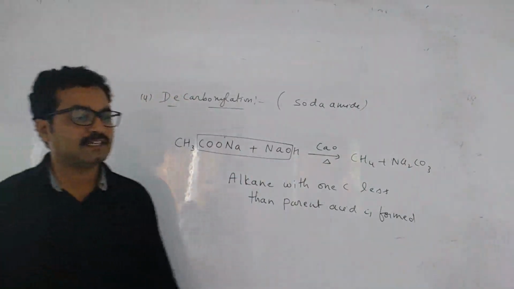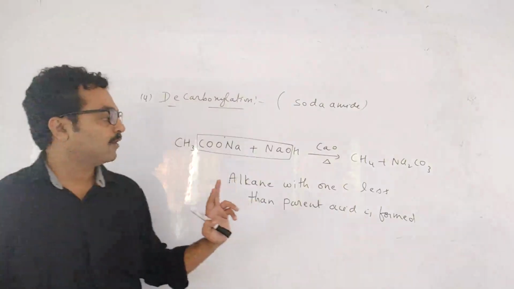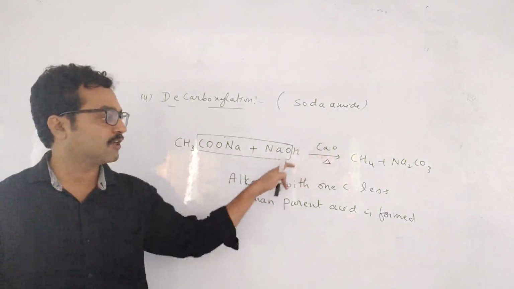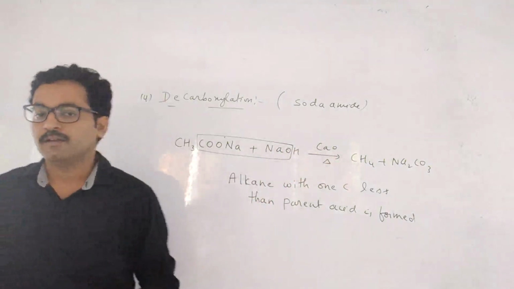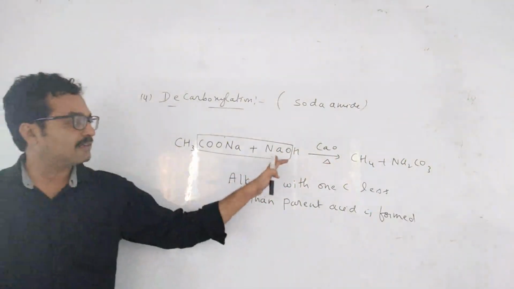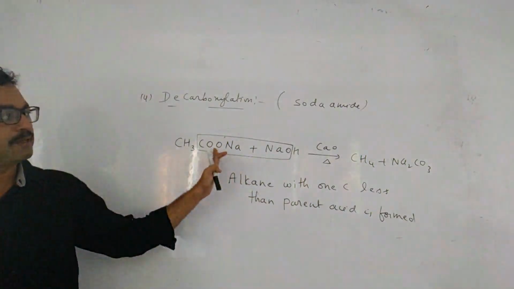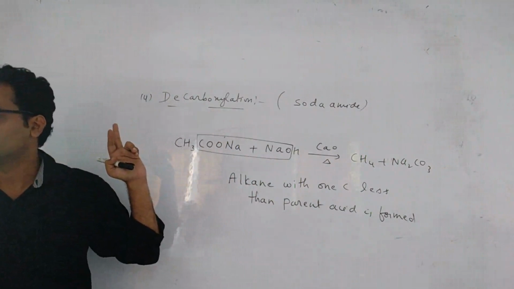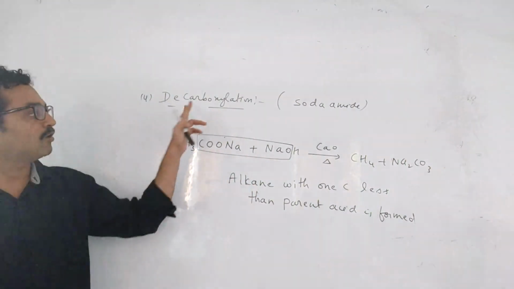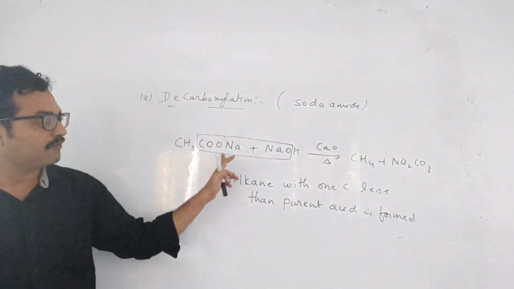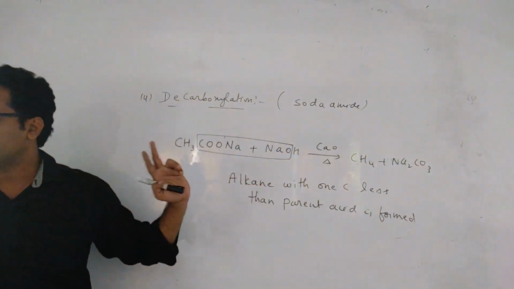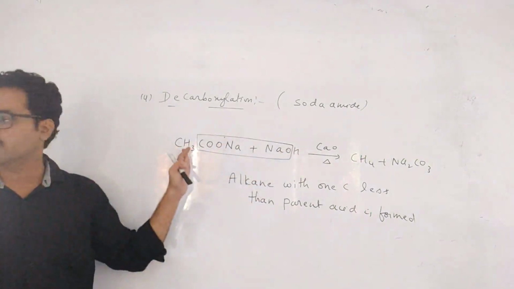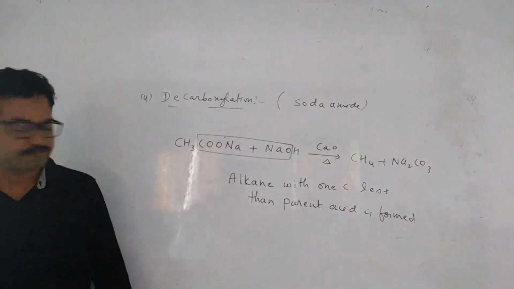Decarboxylation. What is the reagent, children? Soda lime. What is soda lime? A mixture of NaOH and CaO. This is soda lime, and if you add that, carbon dioxide will be removed. Decarboxylation means removal of carbon dioxide. So how is the carbon dioxide removed? In the form of Na2CO3. In the form of Na2CO3, carbon dioxide is released. Then the H will attach to this, and you will get methane. Okay.